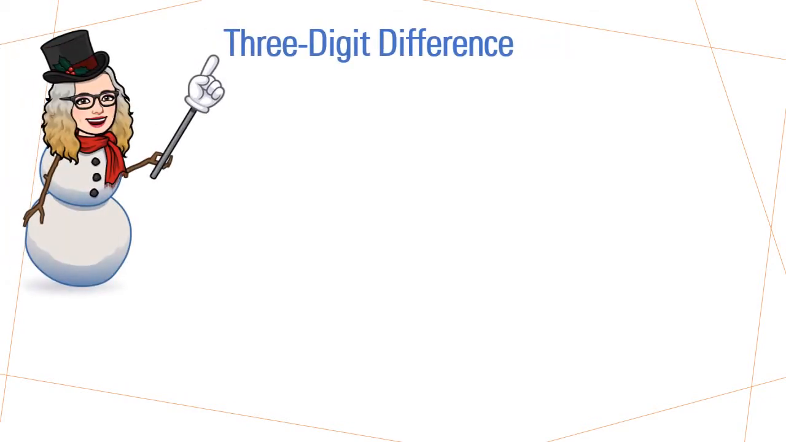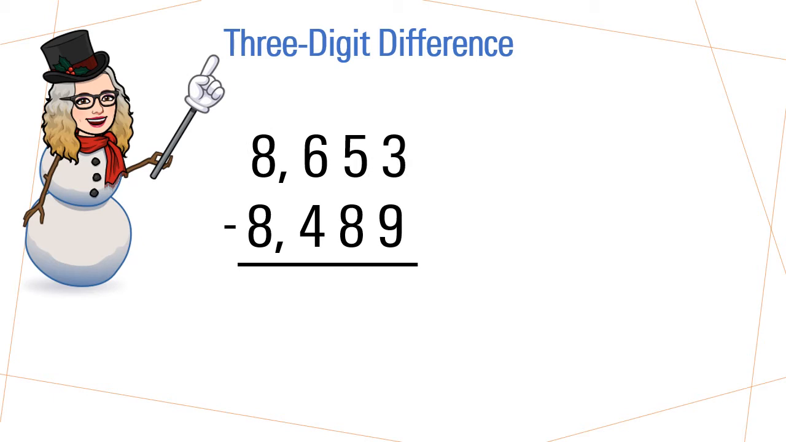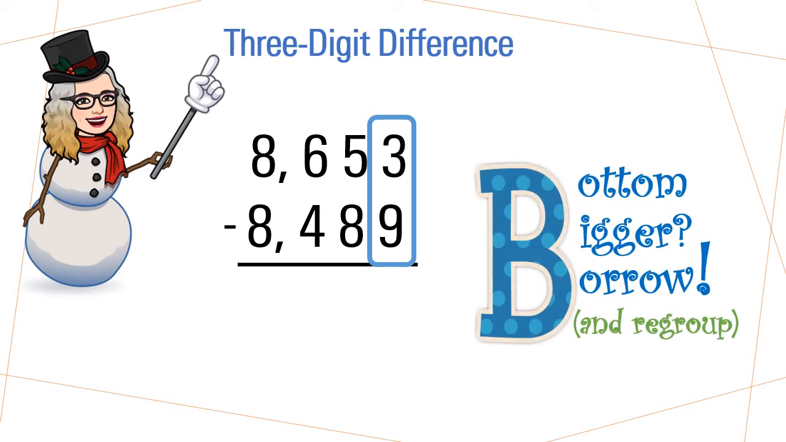Let's take a look at a problem with a 3-digit difference. Let's say we have 8,653 minus 8,489. So when we start in the ones column, I see that 9 is greater than 3. So remember, bottom bigger, borrow and regroup.